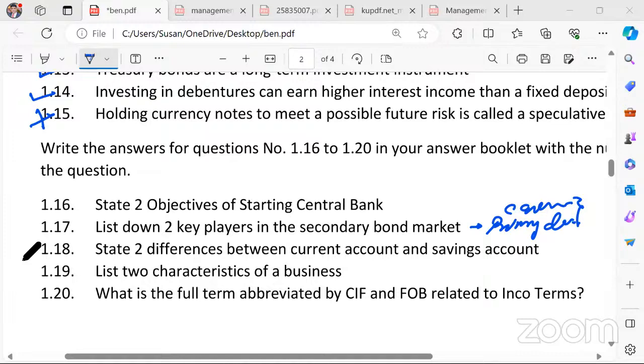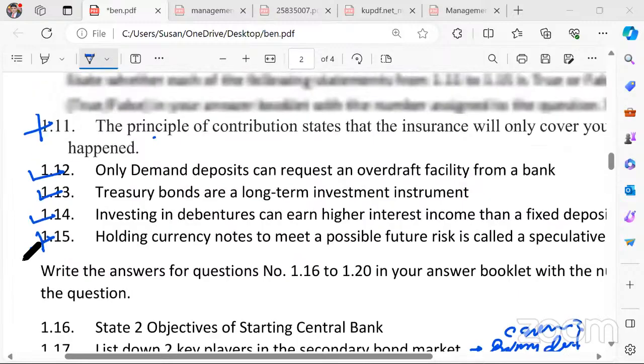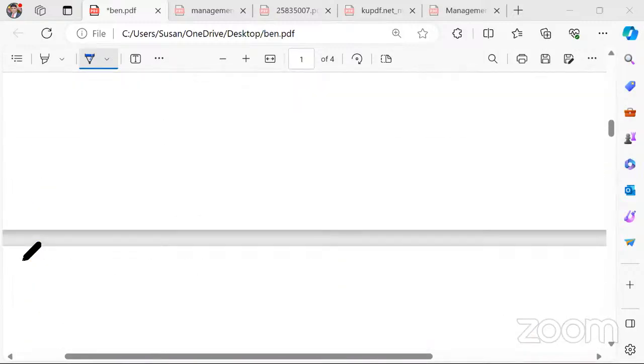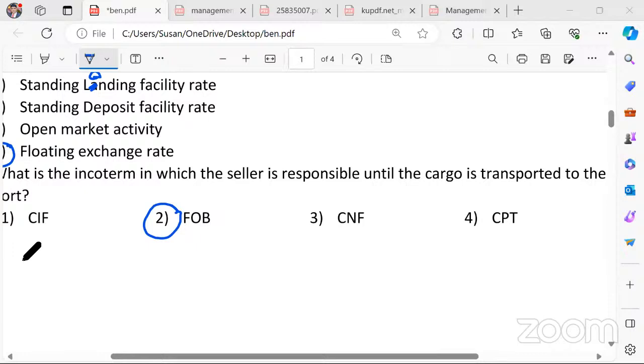Amir, what is your marks? Fatima? 38. 38 out of 40. What is the fraction that you didn't get your marks? Eighth one. Eighth. This is Incoterms. Right.